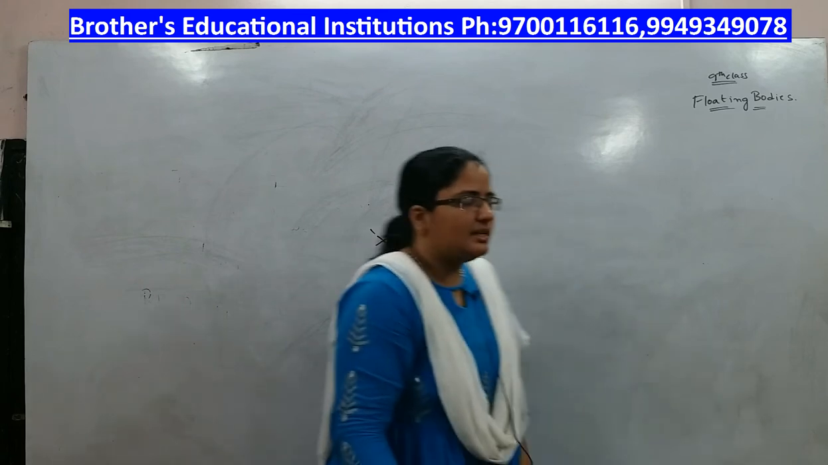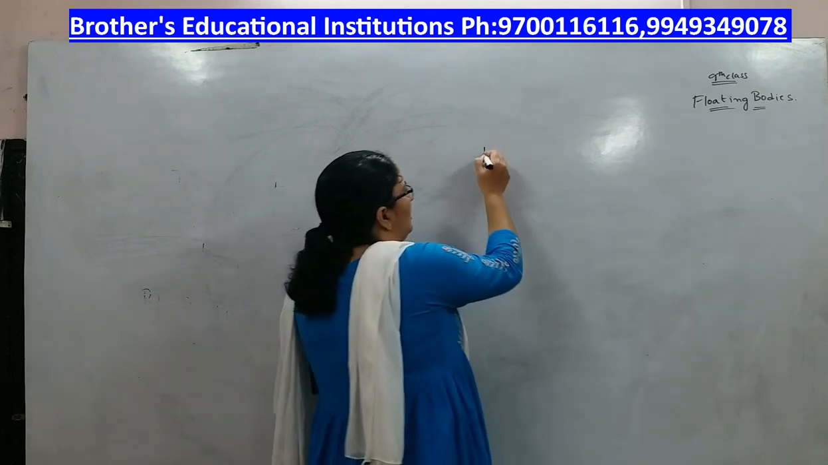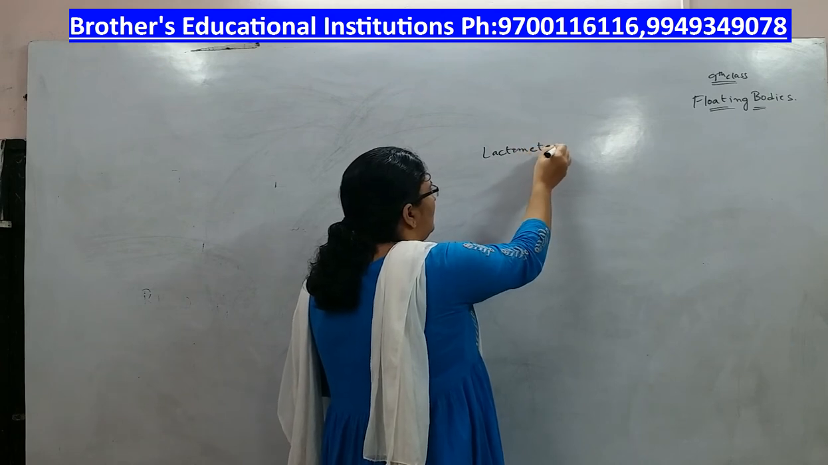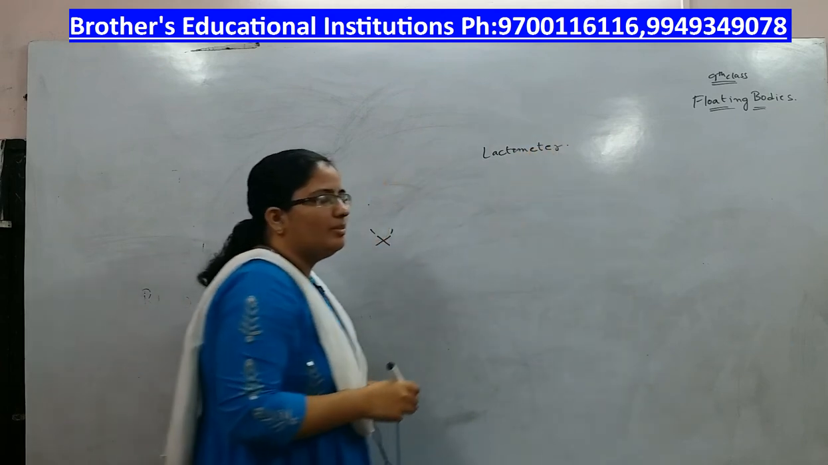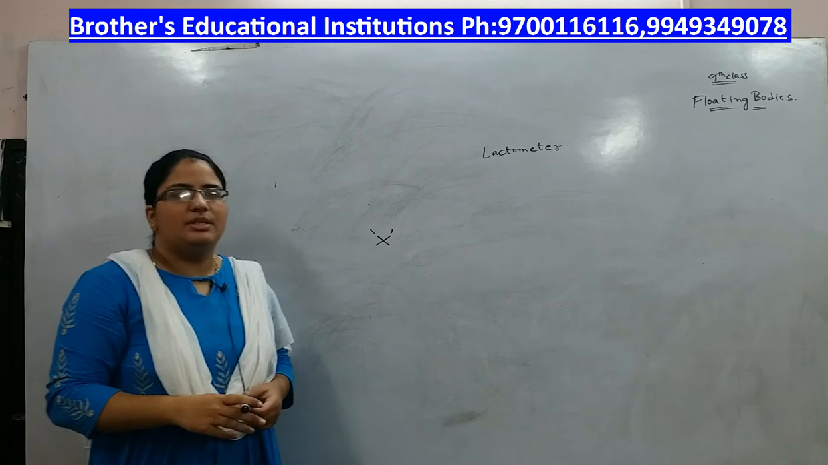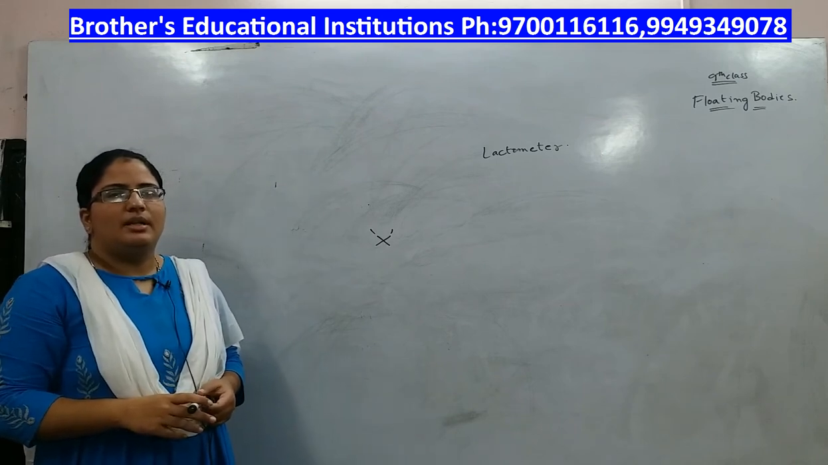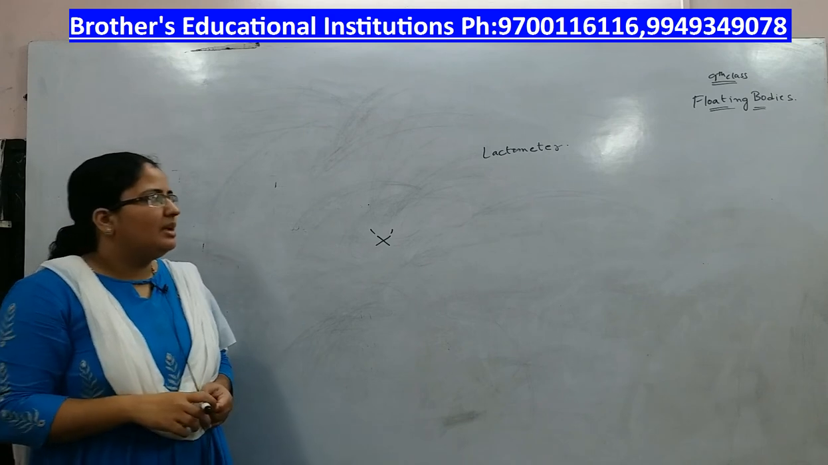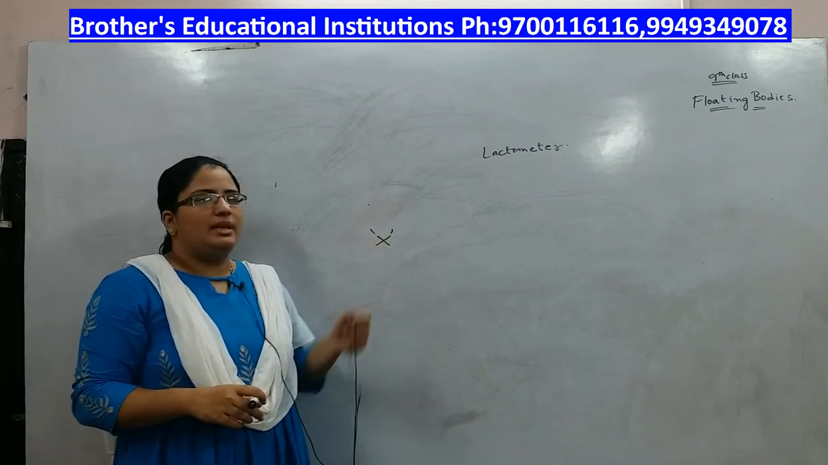Next, we shall discuss a device called a lactometer. What is this lactometer? This lactometer is a device which is used to check the quality of milk. How much water has been mixed, you can get it using a lactometer.